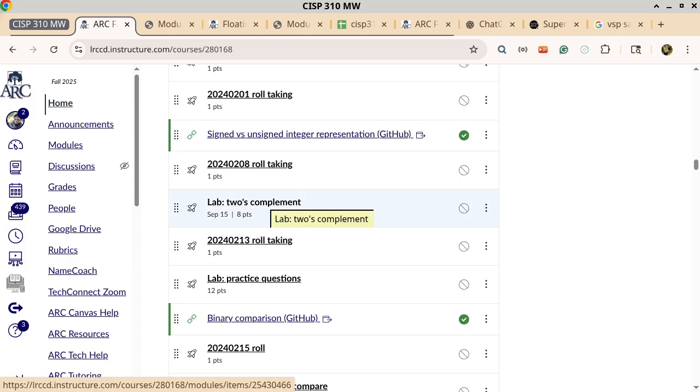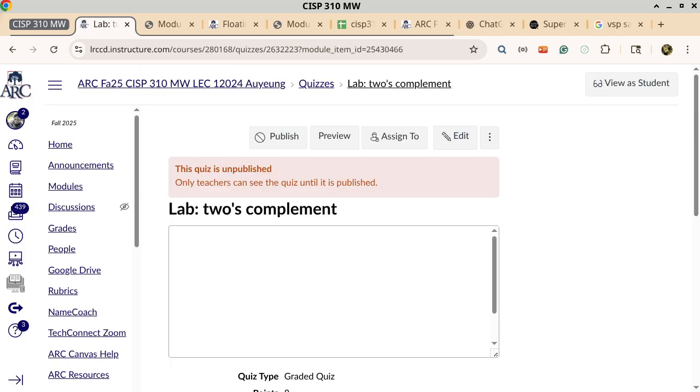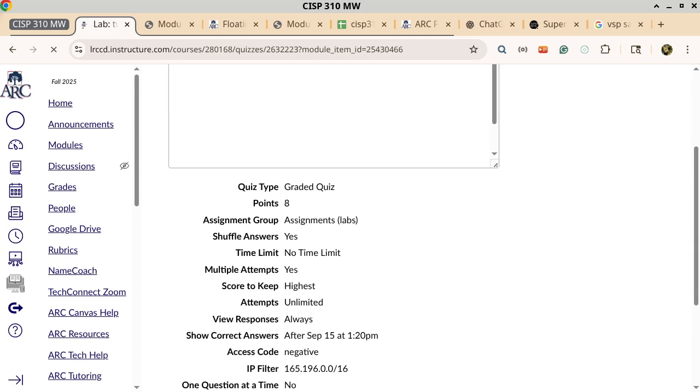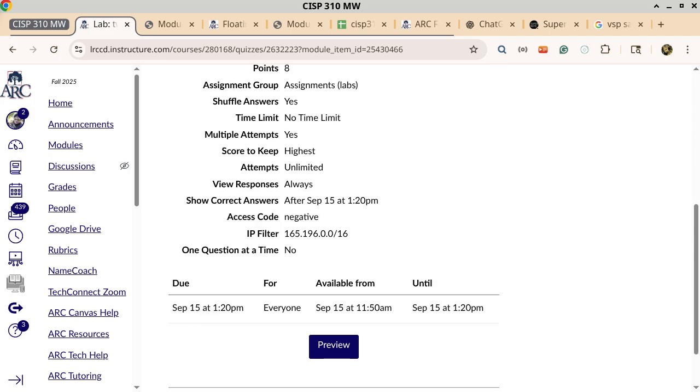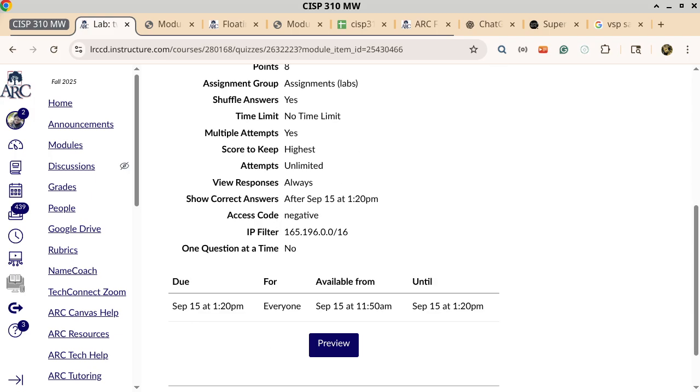All right, so we are going to go back and talk about two's complement in today's lab. So we'll go ahead and publish this. And the access key is just "negative." Okay, so I'll write it on the whiteboard. Negative. There we go.